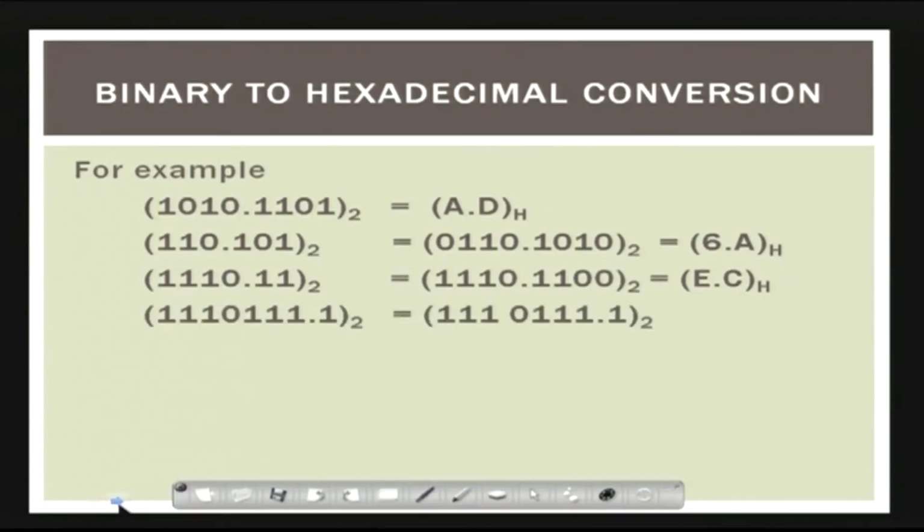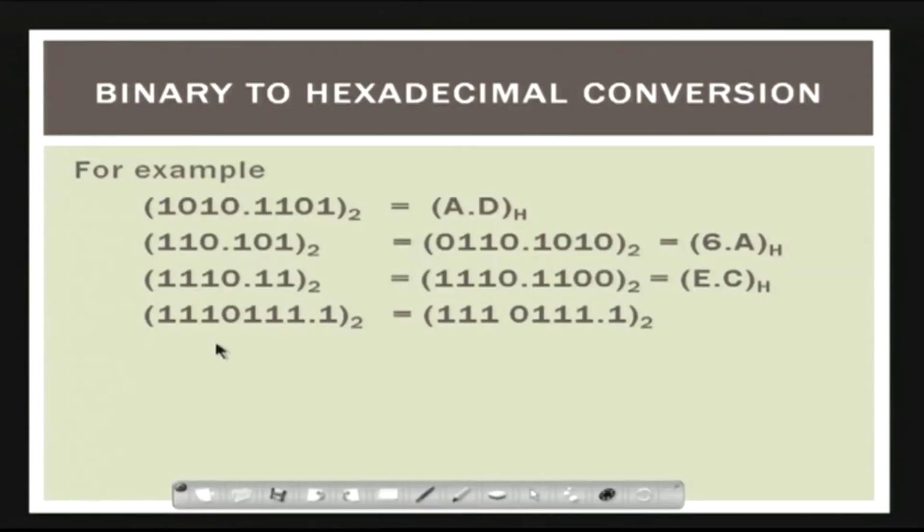To see another example, we have taken a bigger number, 111.0111.1. Here again, for the integer part we have to move towards the left. So, 1110 you get a 4-bit group. The remaining 3 digits are only 111, which is not a 4-bit number. On the right hand side of the decimal point you have only a single digit, that is 1, but you can make it into a 4-bit number as shown here.